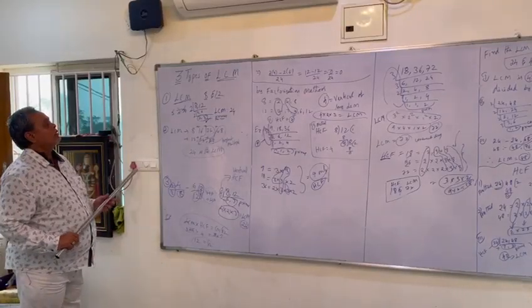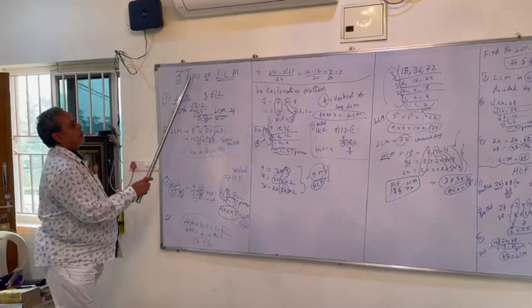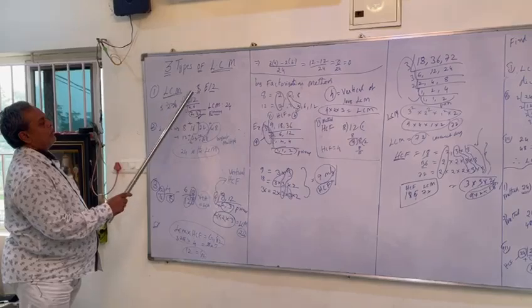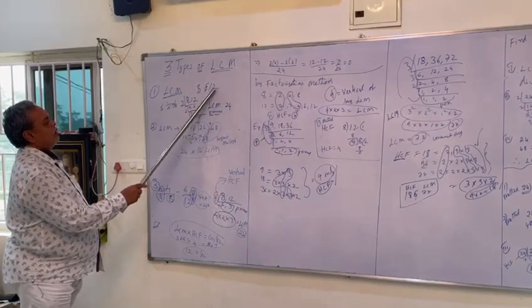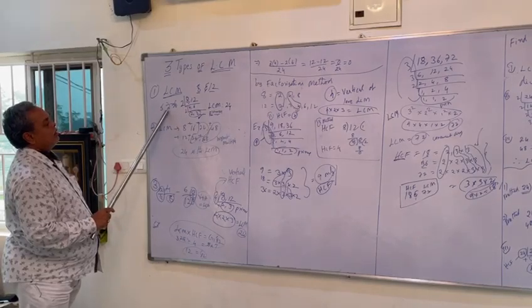I am going to teach LCM in three types. Three types of LCM. We have taken the numbers 8 and 12 for LCM. It is called Kasagu in Telugu, the least common multiple.